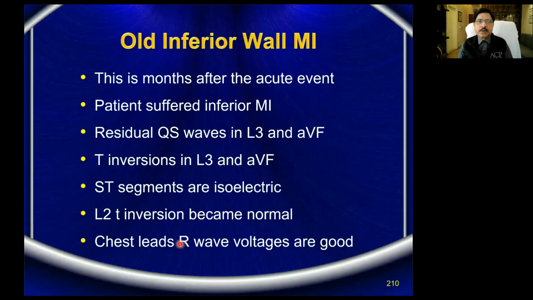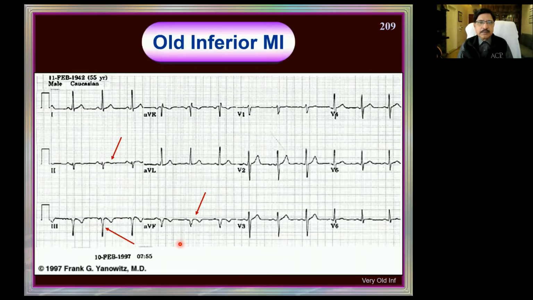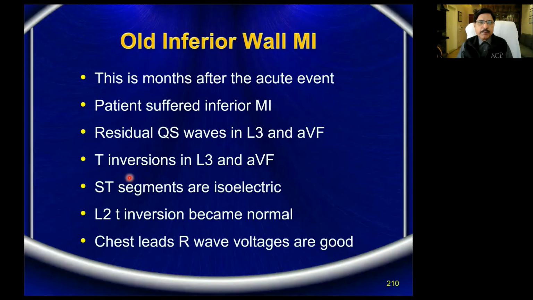Months after the acute event, the patient suffered an inferior MI, with residual QS waves in L3 and aVF, and T inversions in L3 and aVF. STs are isoelectric, and the L2 T inversion has become almost normal. Chest lead R wave voltages are very good, which tells me there is no effect on the anterolateral wall. The inferior wall has suffered an infarct and has recovered well, and the Q is scar tissue there.